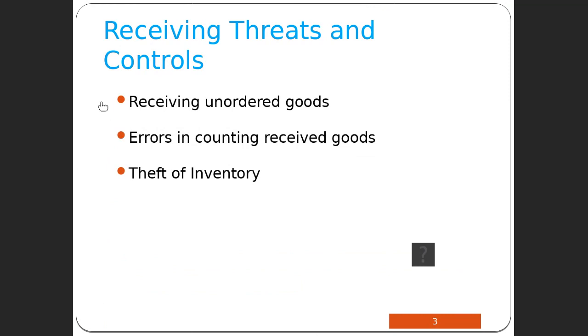The next step is receiving goods, and the first threat is receiving unordered items. Now, when we order something at home, if somebody brings the delivery, we know immediately that they have brought what we ordered, or they did not bring all the things we ordered, or they brought things that we did not order. It's very easy for us to do because we order a small number of goods, and we are the ones who are ordering, and we are the ones who are receiving.